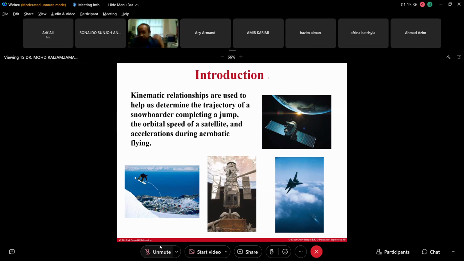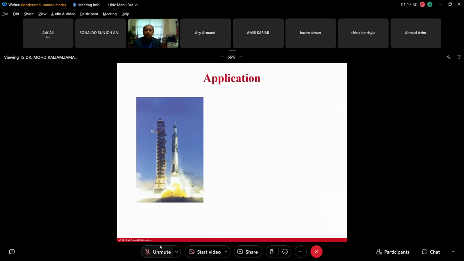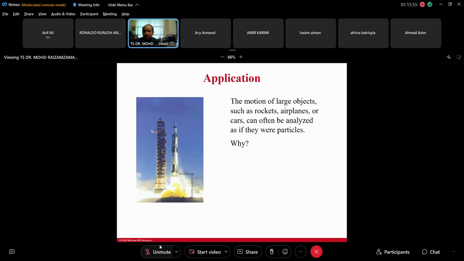It is in a curve, right? So that involves curvilinear motions. Or the accelerations during the acrobatic flying. So these are examples of kinematic relationships. And then you can also refer to the case of rockets. The motions of large objects like rockets, aeroplanes, and cars can often be analyzed as if they were particles.